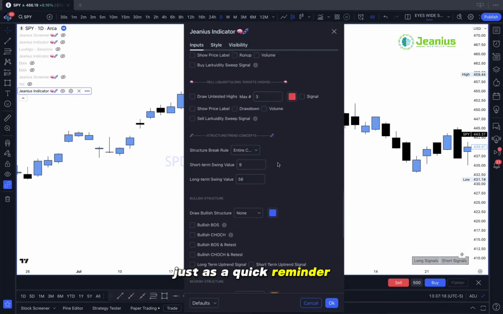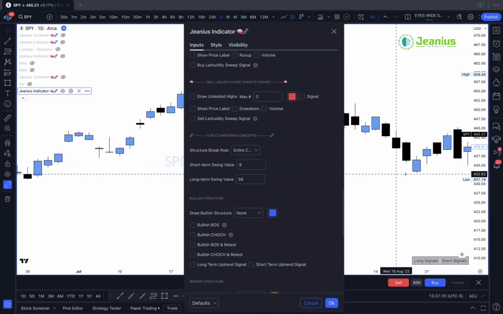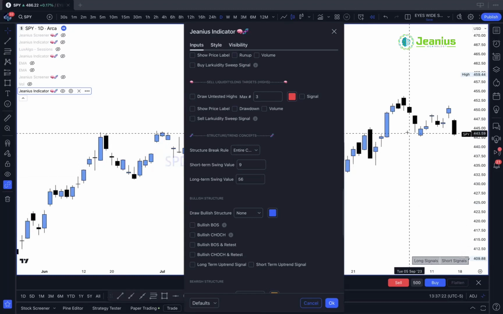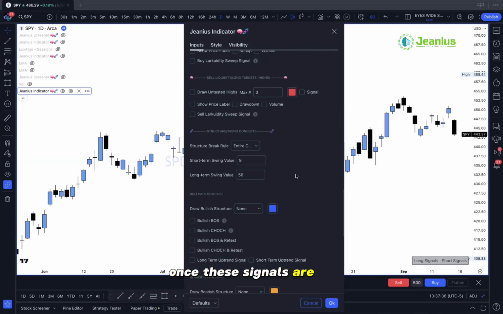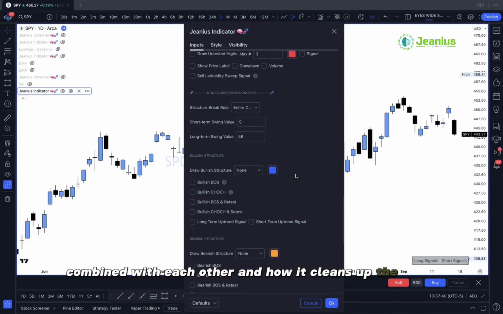Just as a quick reminder, once we start stacking confluences, you won't see a bunch of signals all over the place. It won't be crowded. It's going to be consolidated only to those signals. So even though there's a bunch of signals that pop up, I'll show you what they all look like, and then I'll show you what they all look like once these signals are combined with each other and how it cleans up the chart.